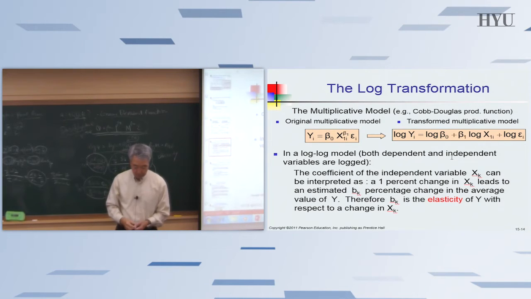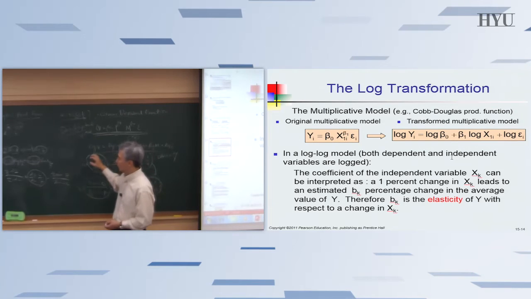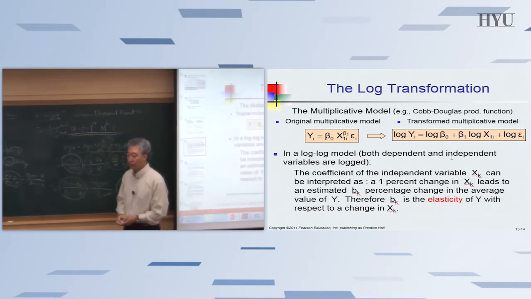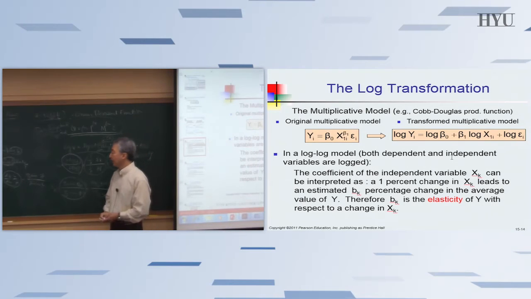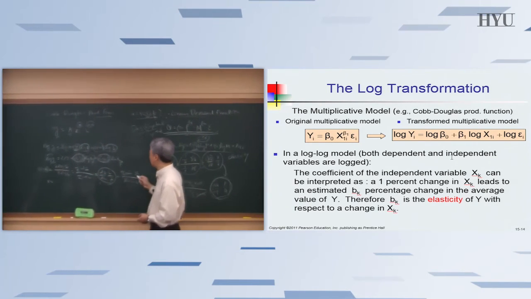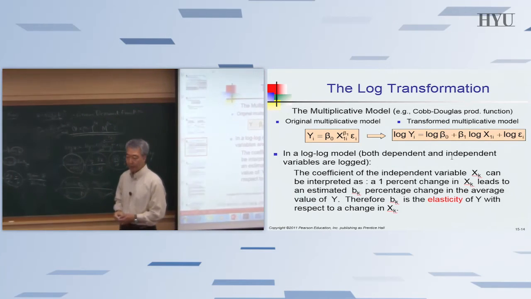All right, so I gave you two examples here, the demand curve and the Cobb-Douglas production function using log-log transformation. And again, the most important thing is the interpretation of these coefficients once you estimate the log-log equation. Those coefficients are elasticities.